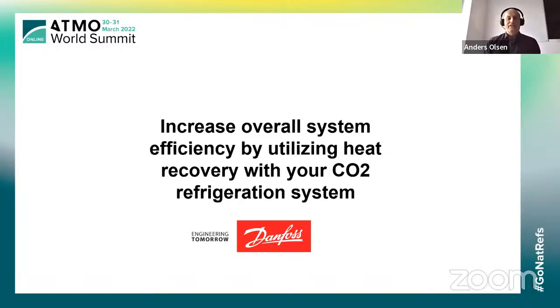Hi, everybody. Welcome to this webinar from Danfoss on how to increase overall system efficiency by utilizing heat recovery with your CO2 refrigeration system.